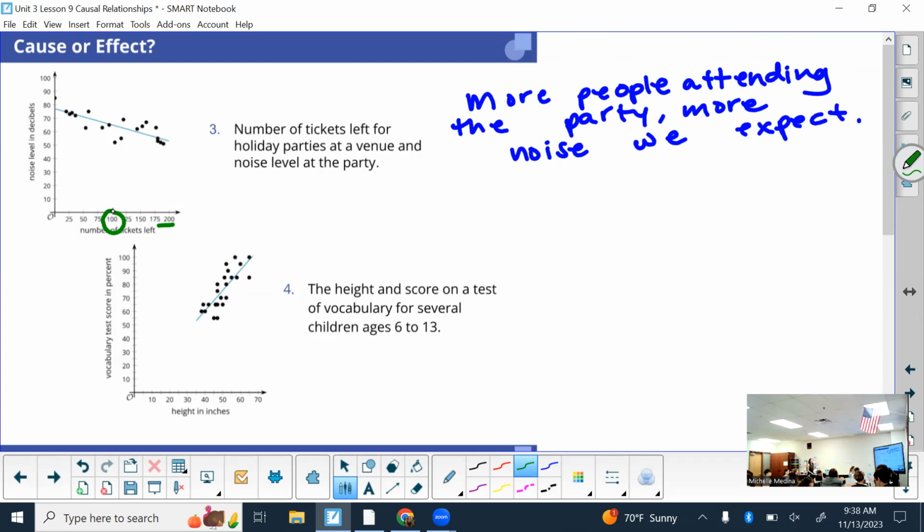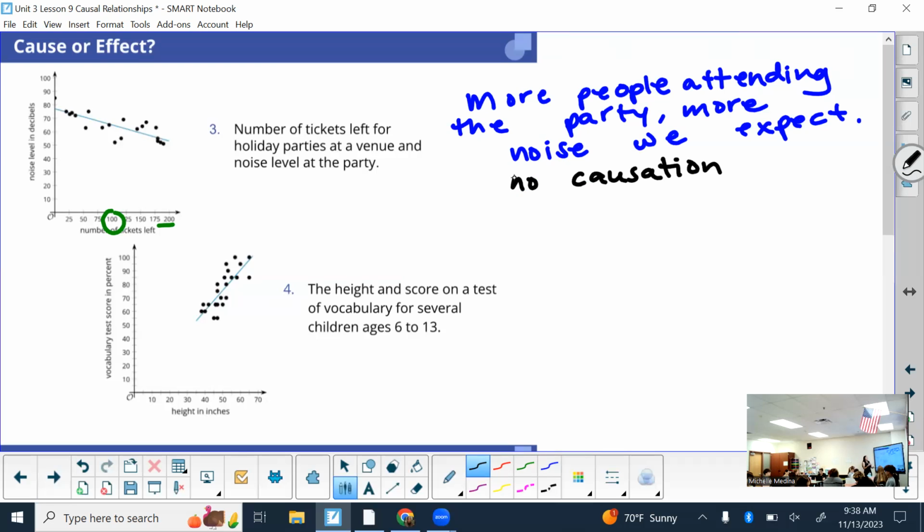Now, couldn't there be a ton of people and it still be relatively quiet? It could. So I wouldn't say that there's causation in this one. Things can be strongly correlated without there being a cause and effect. It's not the tickets that cause it to be quieter, it's the fact that there's fewer people. But even then, you can have a really small party and it be louder than other bigger parties. Make sense?